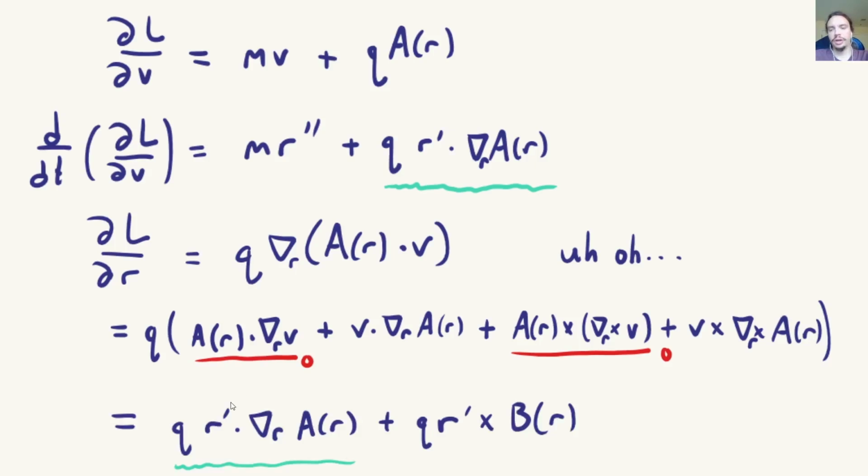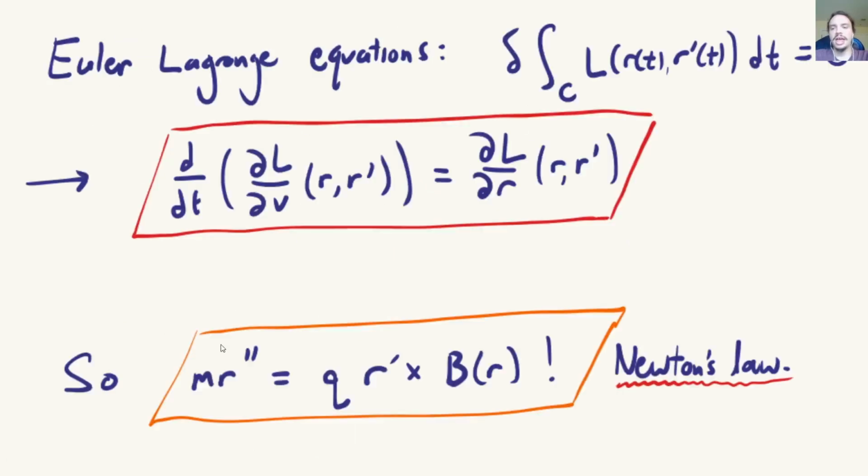Okay, so we're left with q times r prime, I'm substituting r prime in for v now, r prime dot grad of a plus q times r prime cross B. But on the left-hand side of our equation, we also had a q times r prime dot grad a. So that's going to cancel out on the left and on the right. And we're just left with m r double prime is equal to q times r prime cross B of r.